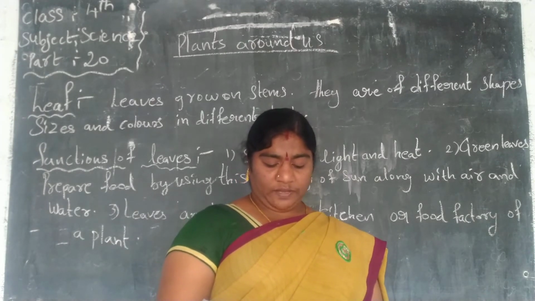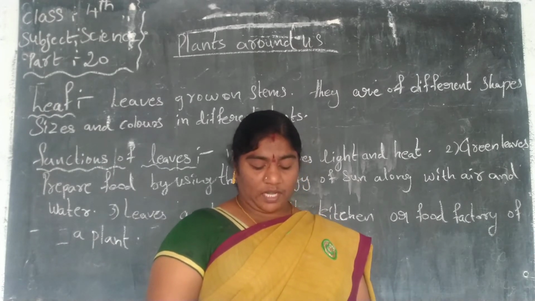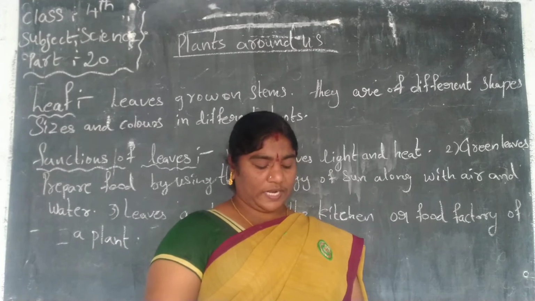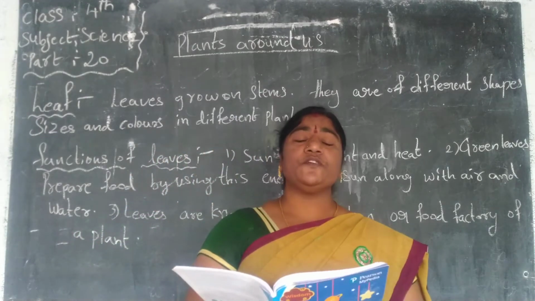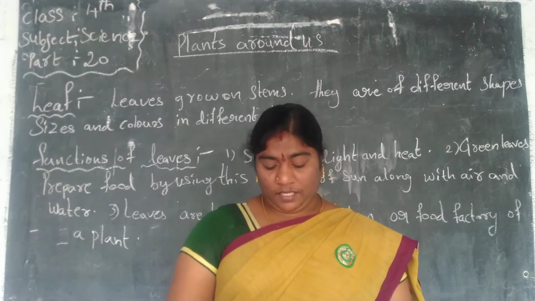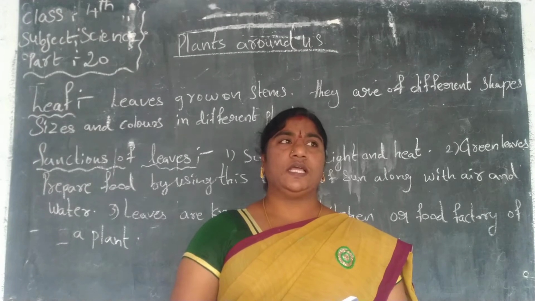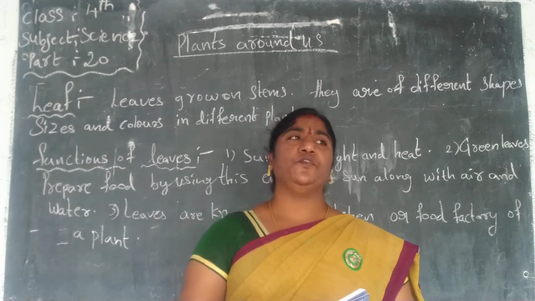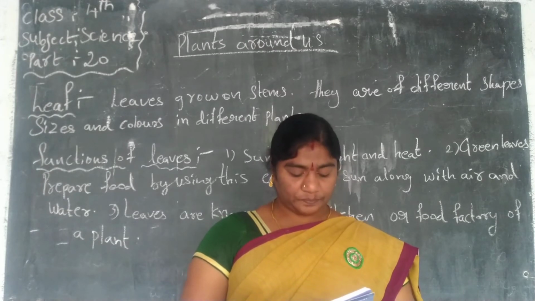Chlorophyll. Leaves get water from the soil and carbon dioxide from the air. They use carbon dioxide, water and trapped sunlight to make food. This process is called photosynthesis. What is photosynthesis? Using carbon dioxide, water from the soil and trapped sunlight, the leaf can prepare the food for the plant. This process is called photosynthesis.